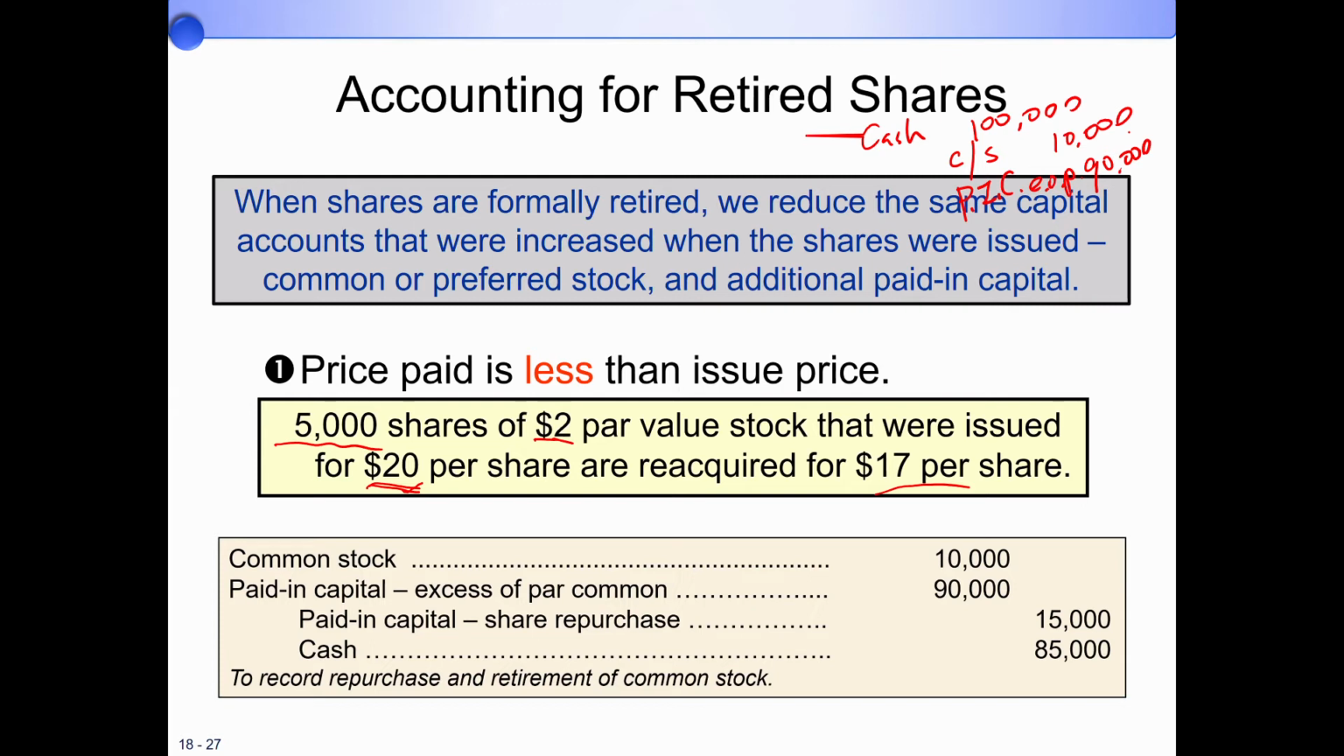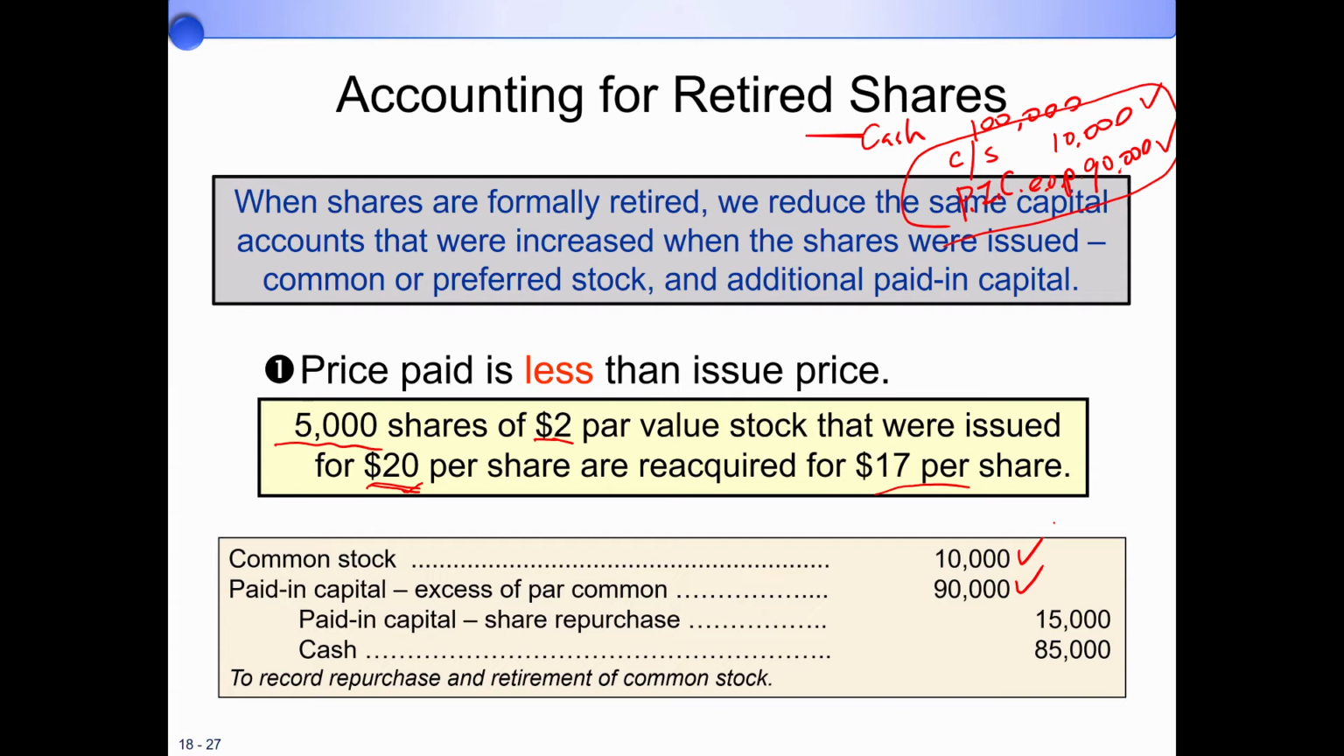So what are we going to do? We need to reverse these journal entries, right? Because when we issued, we got this paid-in capital. Now we put it back and we cancel it, so that paid-in capital no longer exists. That's why we need to reverse these entries. We debit common stock $10,000, and we debit $90,000 to the paid-in capital in excess of par value. We are just reversing the paid-in capital.